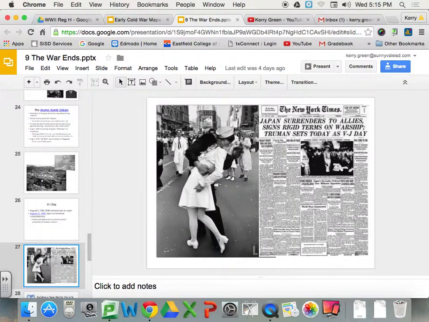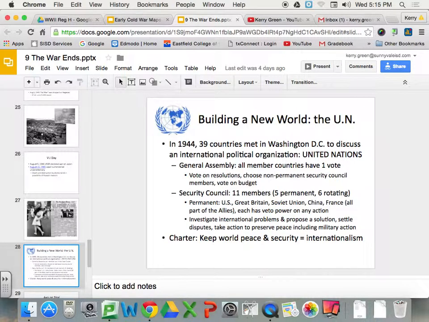And you have really an unconditional surrender, although the Japanese emperor is allowed to maintain his title. He does stay as emperor. And there can be some debate held about whether or not that was truly appropriate.